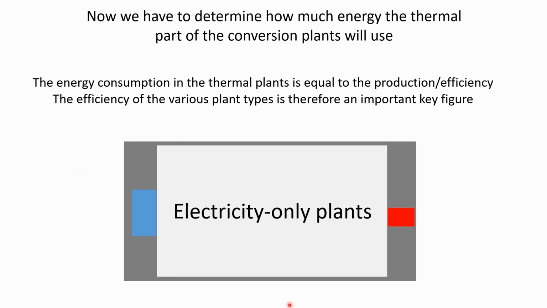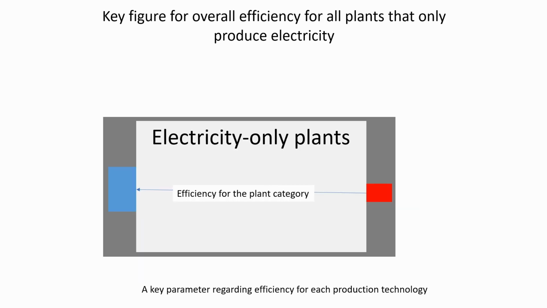Now we know the electricity production on the electricity-only plants based on fuels, and now we have to find out how much fuel they are using. In order to do that, we have to have a key figure for the efficiency of these plants here. For each plant technology, we define the efficiency of the plant.